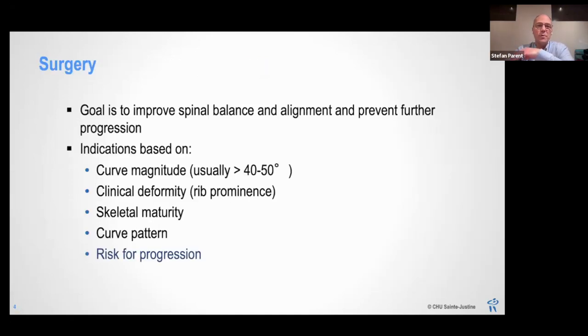The goal of surgery is to improve spinal balance and alignment and prevent further progression. The indication is usually based on the curve magnitude, usually above 40 to 50 degrees, the clinical deformity, skeletal maturity, and then we'll go into when we think anterior vertebral body tethering is applicable, the curve pattern, and the risk of progression. A patient that comes in immature with a bigger curve is at higher risk of progressing than a more mature patient with a smaller curve. These need to be taken into account when you're making the decision to go on to surgery.